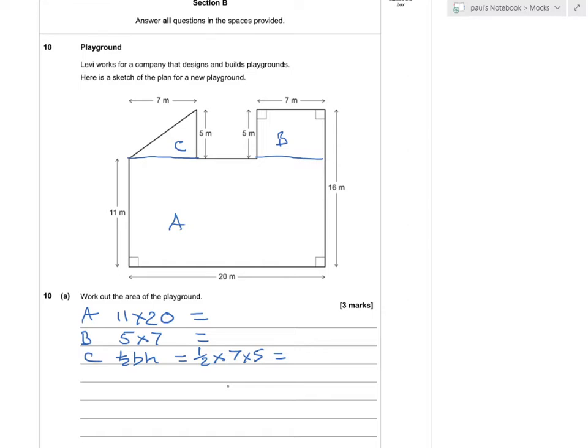Yeah, so 11 times 20 is 220. 5 times 7 is 35. Don't need the calculator for that. And 0.5 times 7 times 5 is 17.5. So add those 3 numbers together, plus 35 plus 220, and I get 272.5. 272.5 meters squared.